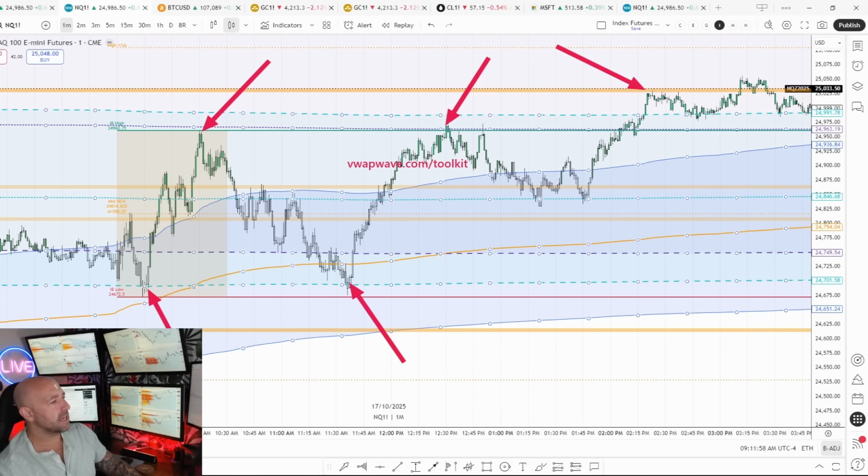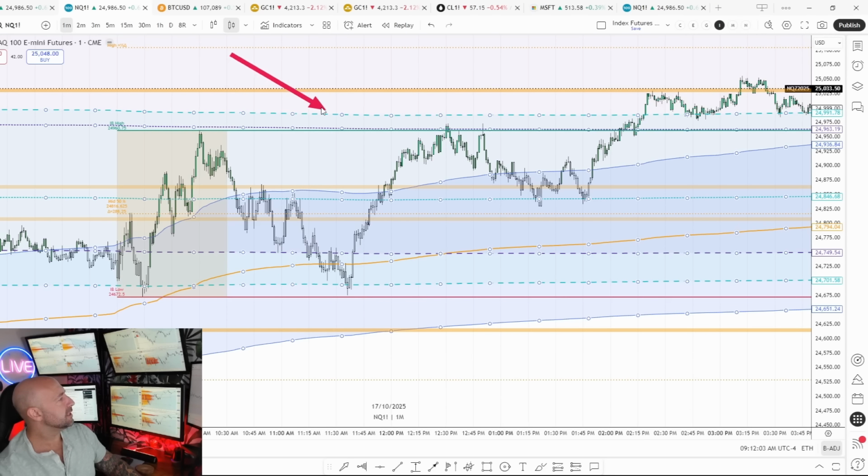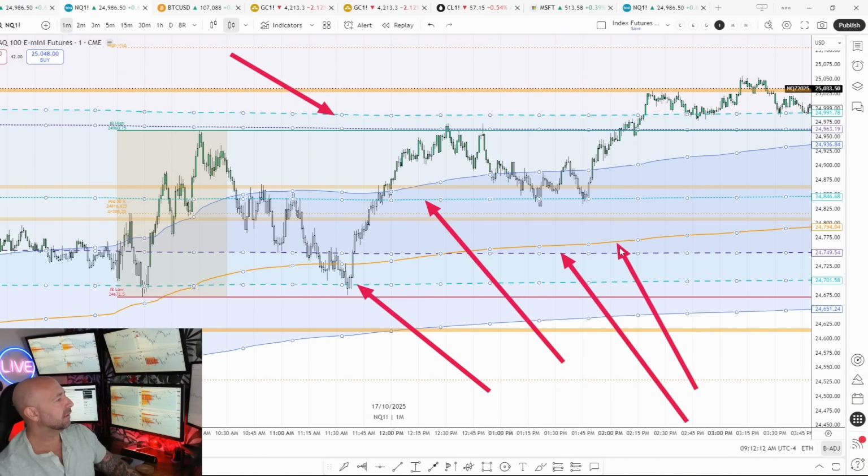Some of these lines that you're seeing are higher time frame VWAPs. This is the weekly upper deviation. This is the weekly lower deviation. This is the weekly VWAP. This is the monthly lower band Globex VWAP. All right, here's our weekly VWAP.